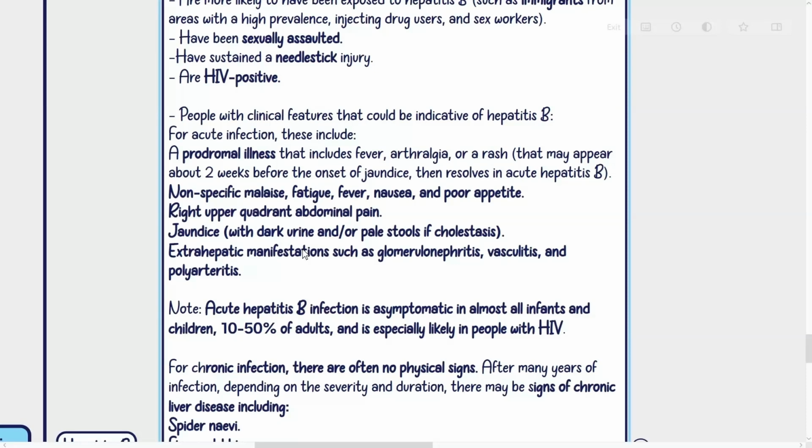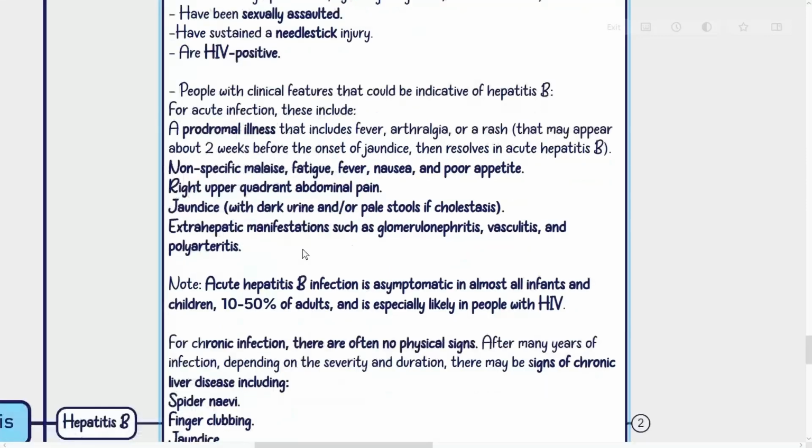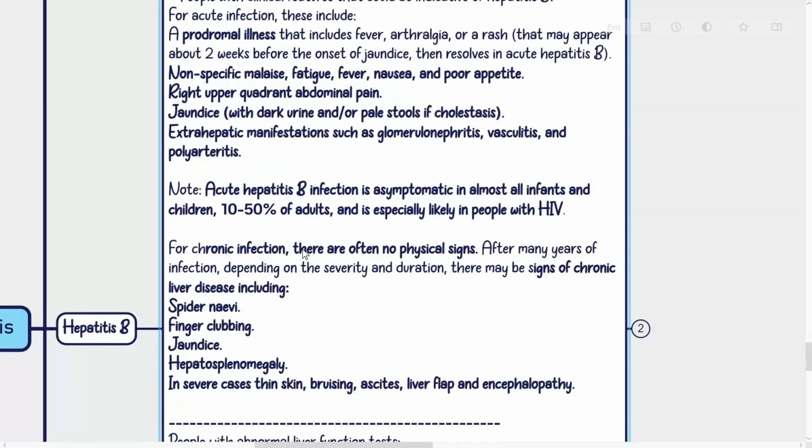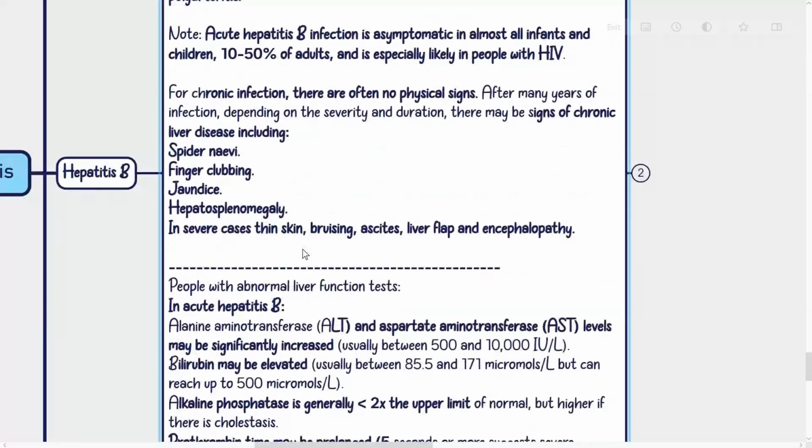Note, acute hepatitis B infection is asymptomatic in almost all infants and children, 10–50% of adults, and is especially likely in people with HIV. For chronic infection, there are often no physical signs. After many years of infection, depending on the severity and duration, there may be signs of chronic liver disease, including spider naevi, finger clubbing, jaundice, hepatosplenomegaly. In severe cases, thin skin, bruising, ascites, liver flap, and encephalopathy.